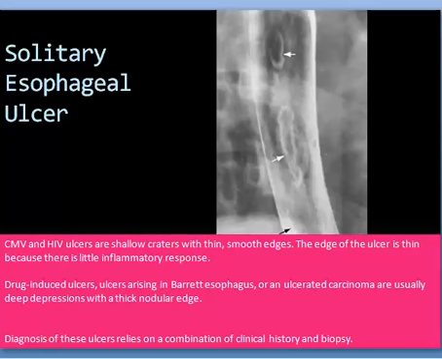Drug-induced ulcers arising in Barrett esophagus or in ulcerating carcinoma are usually deep depressions with thick nodular edges. Diagnosis is a combination of clinical history and biopsy. Such ulcers could be due to cytomegalovirus, could be due to AIDS, could be due to carcinoma, could be due to esophagitis. So the main diagnostic tool, after clinical examination and history, is biopsy.